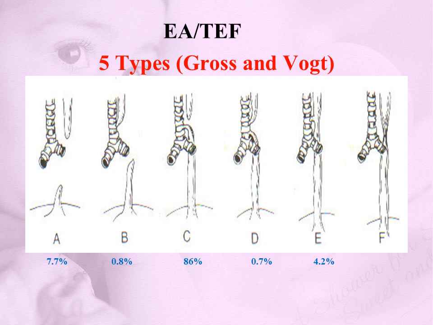In type D, there are 2 fistulas, one between the upper pouch and the trachea, and another between the lower pouch and the trachea. Type E has a fistula without atresia, which is called H-shaped fistula. And type F is congenital esophageal stenosis, narrowing without tracheoesophageal fistula.